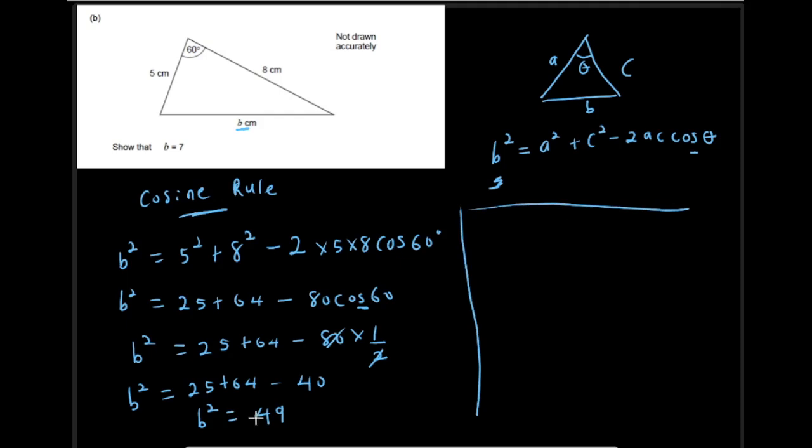To get b, we'll take the square root of both sides, so the square root of b squared equals the square root of 49. The square will cancel the square root, and then we're going to have b equal to the square root of 49, which is 7. So that's it. With this, we have shown that b is equal to 7.